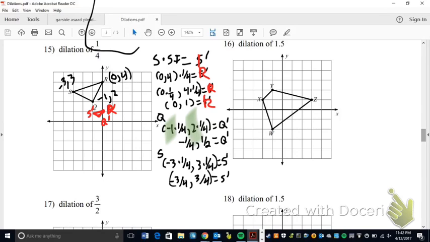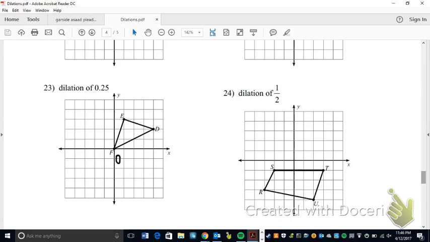I went and changed our dilation of 1/4. It is a reduction, and we know that because the scale factor is less than 1, and as we can see, the image is smaller than the pre-image. So, moving on.